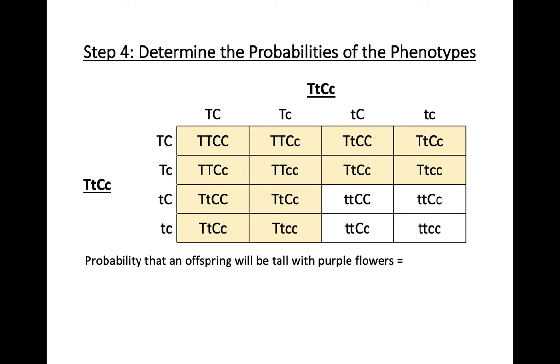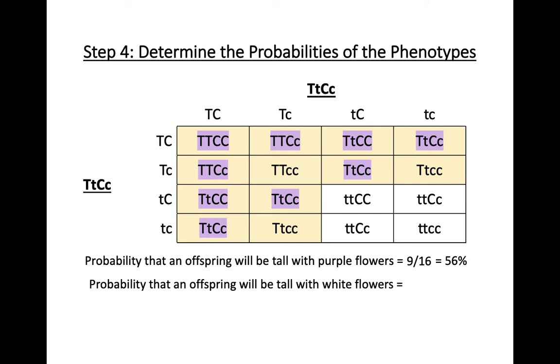Now think about flower color. Of these tall plants, which of them are purple flowers? Which ones are purple? Any of the ones that are big C or big C, little c. Highlight them or circle them, count them up. So now you know that on average, 9 out of every 16 plants are going to be tall with purple flowers. Now you're asked to give the probability as a percent, so you just divide 9 by 16, multiply by 100, round to the nearest percent, and you're going to get 56%.